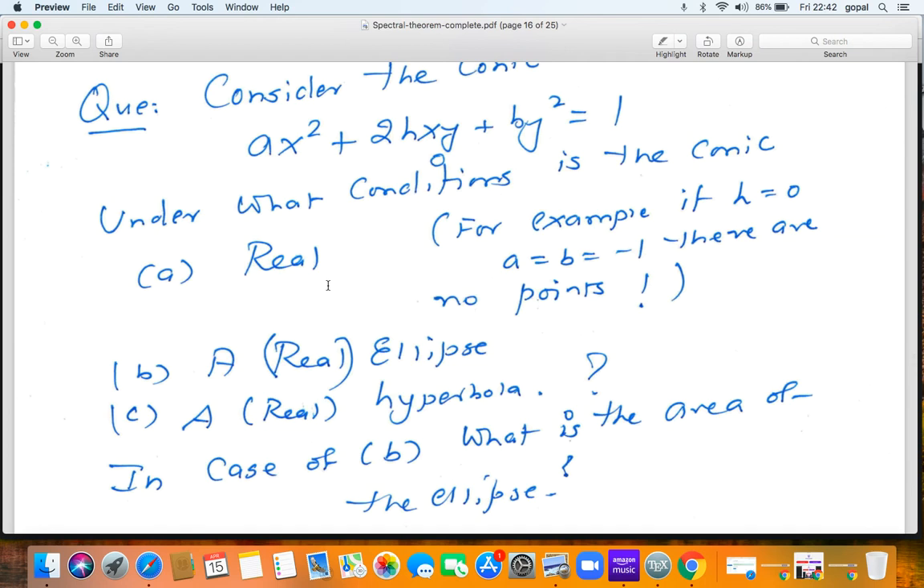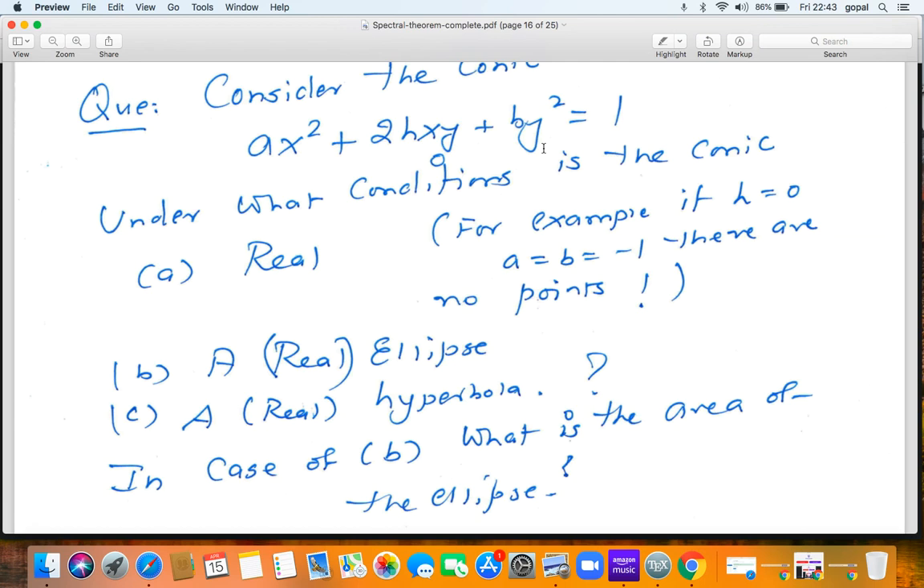Little x, little y is capital P times capital X, capital Y. You should choose the columns of P to be the eigenvectors. And then the new equation is going to be lambda capital X squared plus mu capital Y squared equal to 1, where lambda and mu are the eigenvalues. If both lambda and mu are negative, the locus is not going to be real.